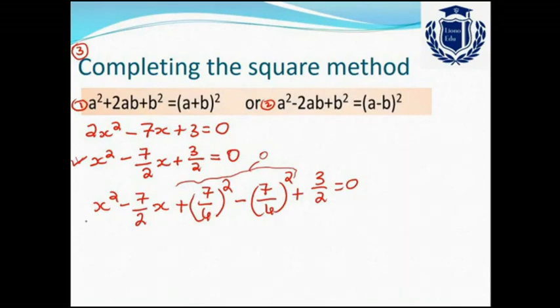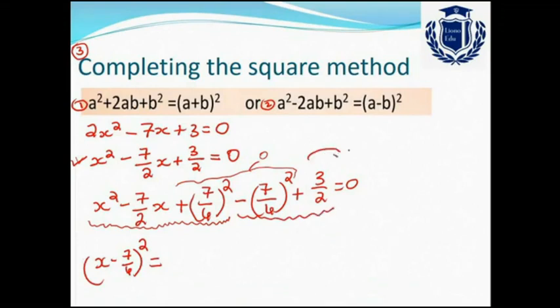Now look at this. x square minus 7 by 2 x plus 7 by 4 the whole square. Can you identify the form? Yes, it is absolutely correct. (a minus b) whole square. Am I correct? So I can write it as (x minus 7 by 4) the whole square is equal to the remaining thing, this particular part. You have to take it to the RHS.